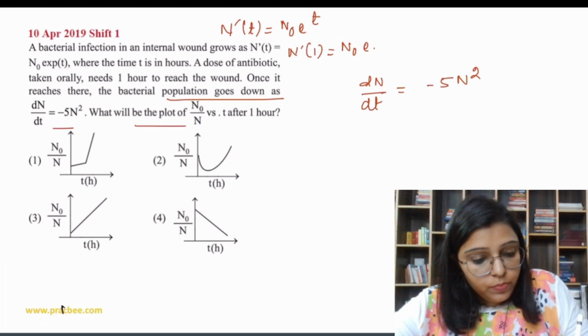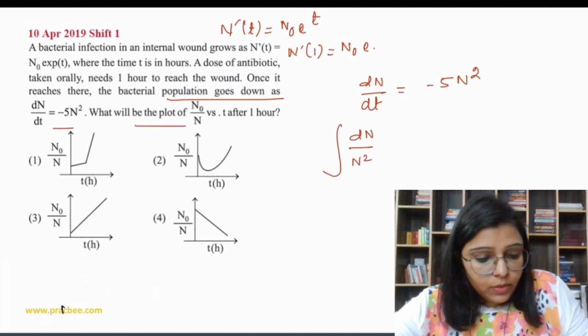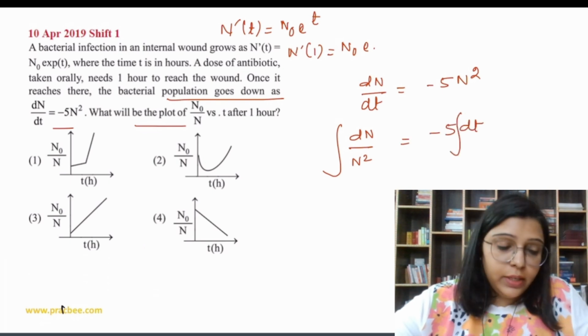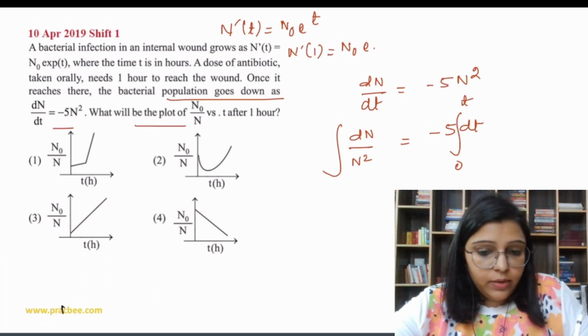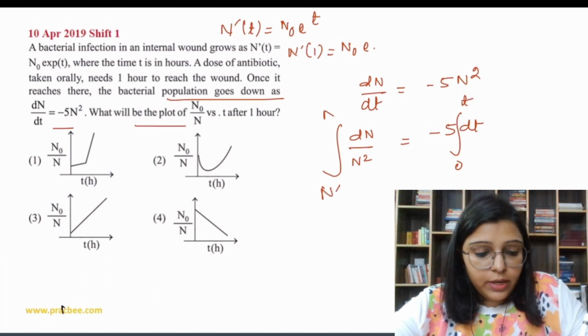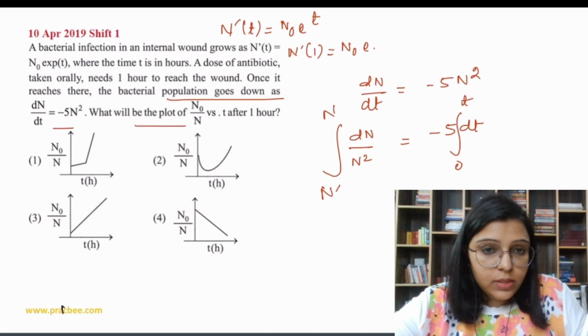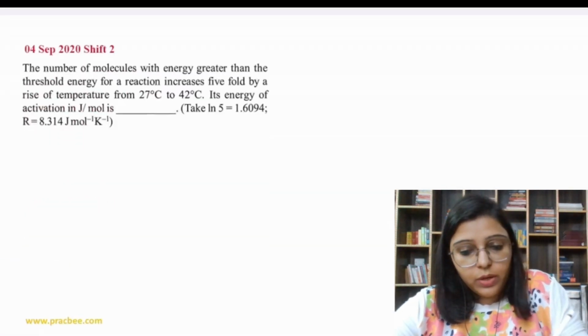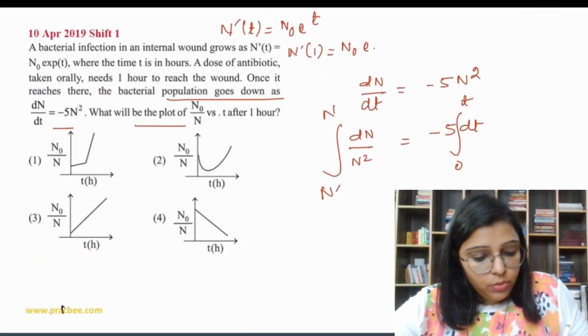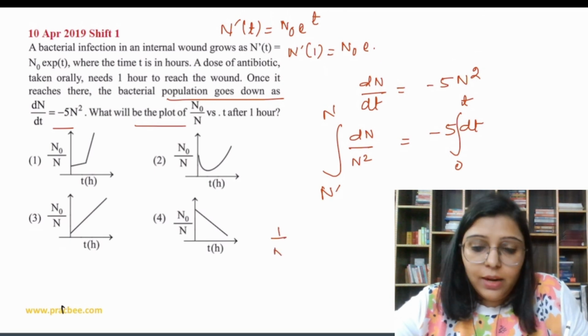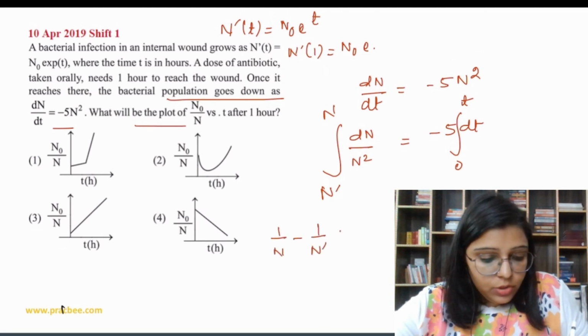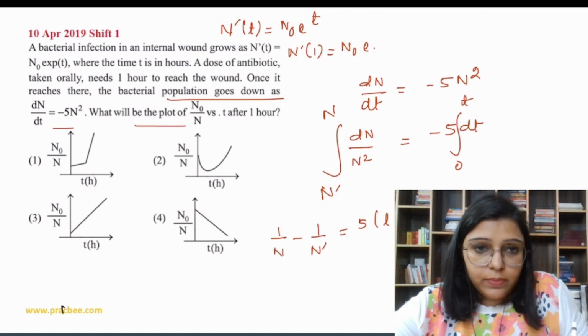So what we are going to do? dN upon n square, integration, and minus 5 dt, and we have to integrate. 0 to t, and here we can say n dash, n dash, and n. So on solving this, once you integrate this, what do you get? You get 1 by n minus 1 by n dash, which is equal to 5t.